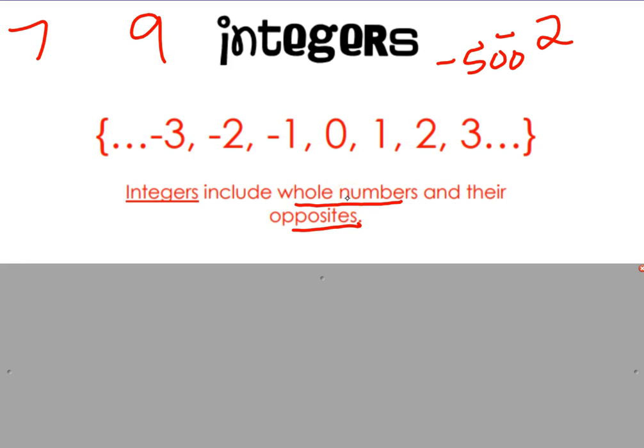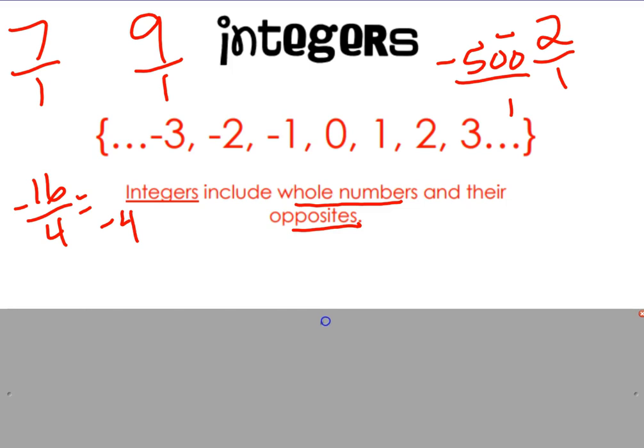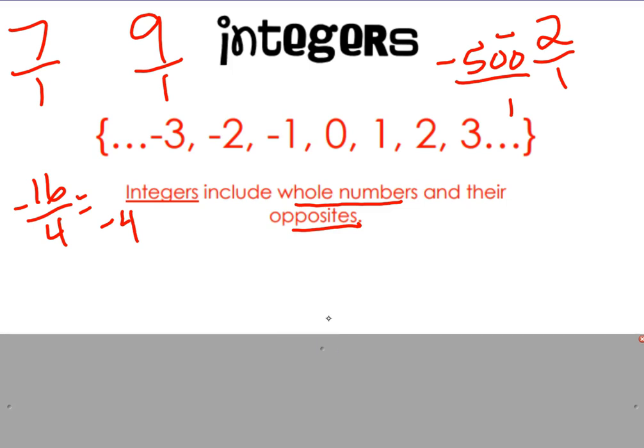Integers are rational. They can be written as fractions, right? Because 7 can be written as 7/1, 9 can be written as 9/1. You could just put 1 underneath. You could also have -16/4, and that's an integer because it simplifies to a whole positive or negative number, -4. So these are all examples of integers. So for numbers that are real, first we decide whether they're rational or irrational, and then we decide whether they're going to be integers. If they are whole numbers and their opposites, they are integers.